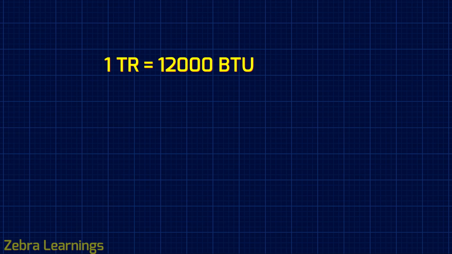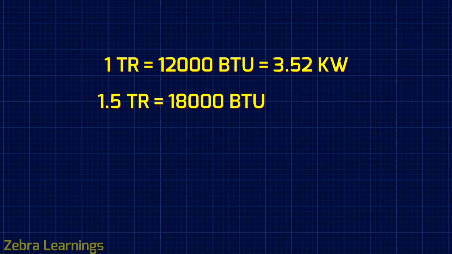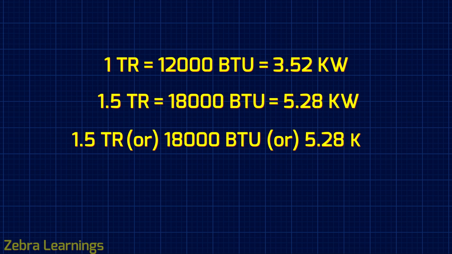The kilowatt value of a 1 TR or 12,000 BTU AC unit is 3.52 kilowatt. The kilowatt value of a 1.5 TR or 18,000 BTU AC unit is 5.28 kilowatt. Therefore, a unit's capacity can be interchangeably mentioned as 1.5 TR, 18,000 BTU, or 5.28 kilowatt. But let's learn exactly how this 1 TR, or 12,000 BTU, became 3.52 kilowatt.